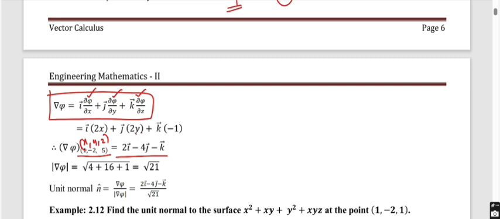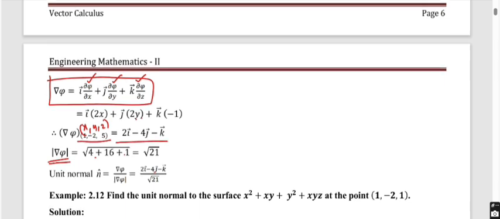From this del phi we find modulus of del phi, that is equal to square root of 2 square plus 4 square is 16 plus 1, and that is equal to square root of 21. Now we substitute del phi and modulus of del phi, both values, in this formula n cap equal to del phi by modulus of del phi, that is 2i vector minus 4j vector minus k vector by square root of 21.